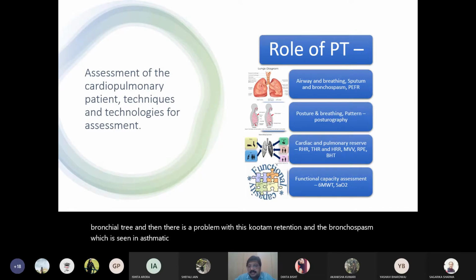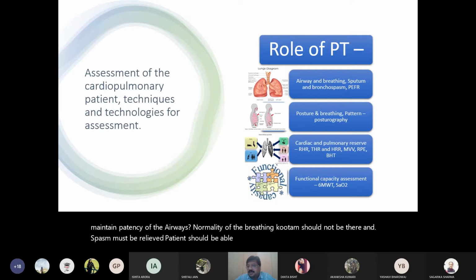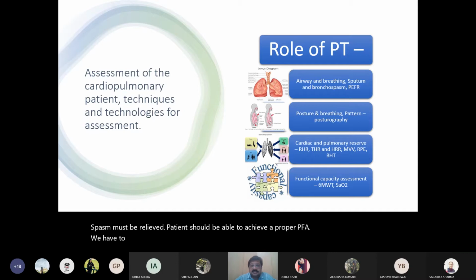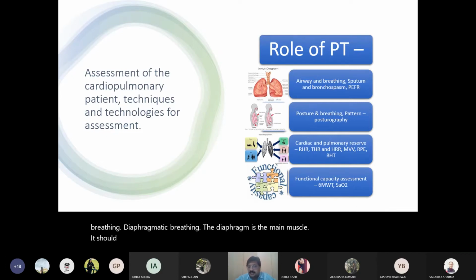How can we check that? The role of the physiotherapist is to maintain patency of the airways, normalcy of the breathing, sputum should not be there, and the bronchospasm must be relieved. Patient should be able to achieve a proper PEFR. We have to correct the posture and the breathing pattern. We have to see the pattern, upper chest breathing, diaphragmatic breathing. The diaphragm is the main muscle. It should be facilitated all the time, and the upper chest should be inhibited.